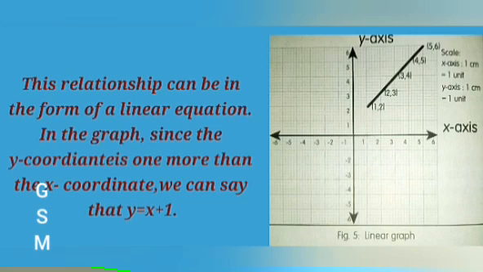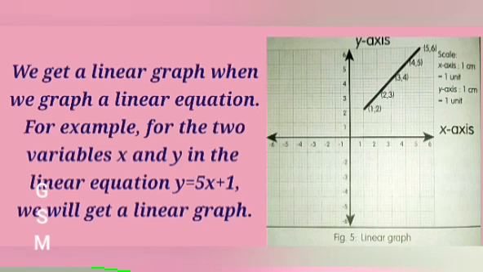This relationship can be expressed in the form of a linear equation. In this graph, since the y coordinate is 1 more than the x coordinate, we can say that y equals x plus 1. We get a linear graph when we graph a linear equation. For example, for the two variables x and y in the linear equation y equals 5x plus 1, we will get a linear graph.